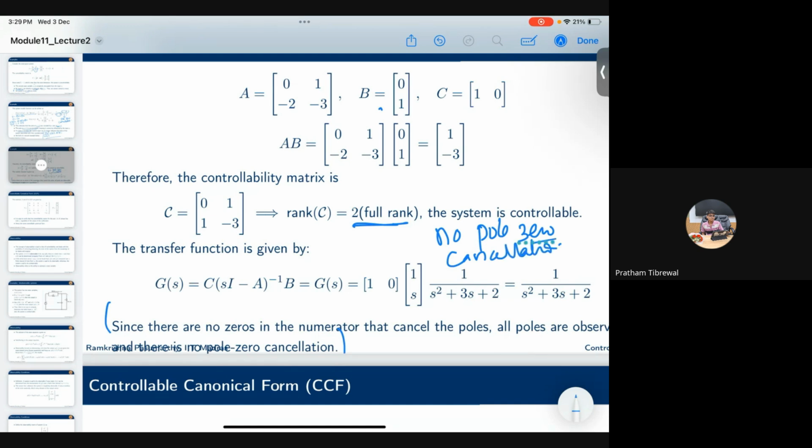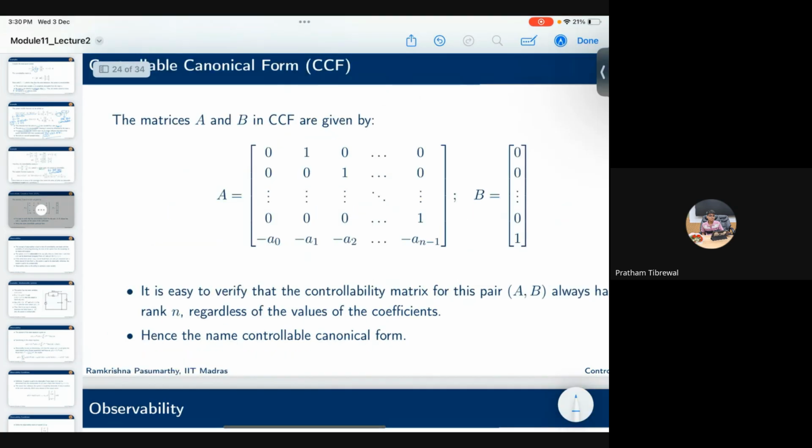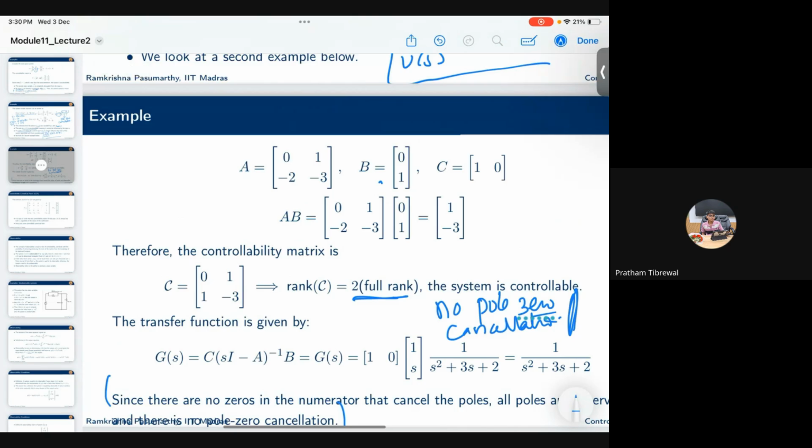Okay, so one way it reflects in the transfer function is that there will be a pole zero cancellation when you go from the state space to the transfer function. You can check for it: whenever there is a cancellation, the system is not controllable. I think we are just out of time. I will stop here and maybe take a couple of quick questions before we end the session.